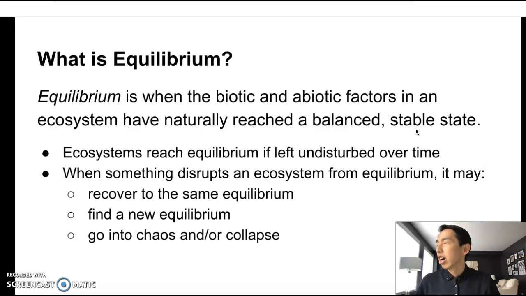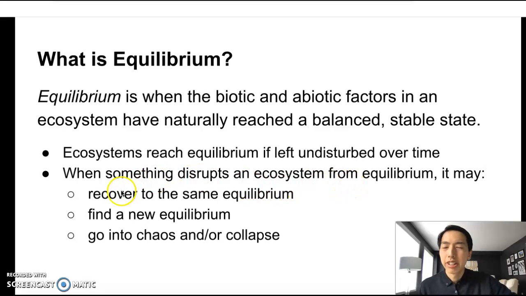Equilibrium can be disturbed. So something can happen and disrupt an ecosystem from equilibrium. This can be something like a natural disaster. A disease can come in and disrupt the equilibrium, or what we're more concerned about recently is humans and human activities disrupting the equilibrium of ecosystems. So how does an ecosystem respond to this disruption?